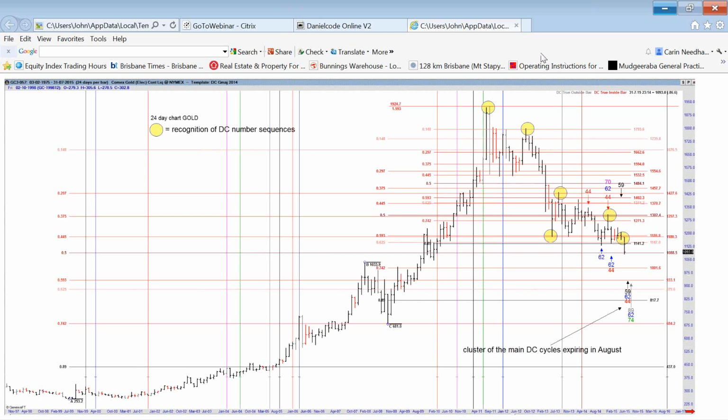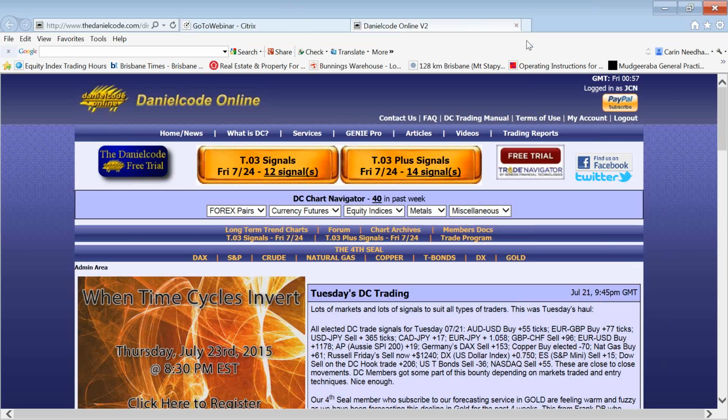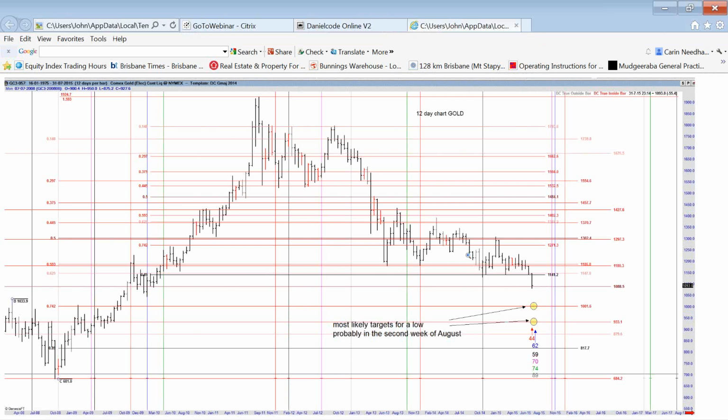Let me just get rid of that one, and we'll go to the next one, which is the 12-day chart of gold. And don't go away, Kurt. I've got a Huey chart to show you. You asked specifically for what was going to happen with the Huey. I've got a chart to show you.